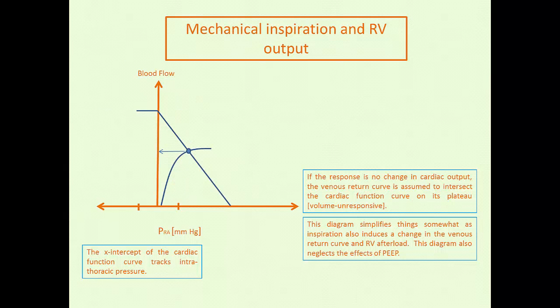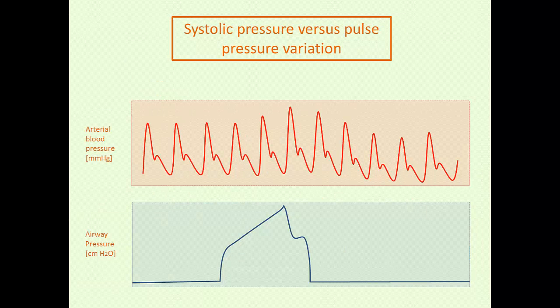So active inspiration not only shifts the cardiac function curve rightwards in parallel to the systemic venous return curve, it actually modifies the venous return curve itself a little and the cardiac function curve itself a little. But I've left that out here just for simplicity and illustrative purposes. So let's talk about systolic pressure versus pulse pressure variation.